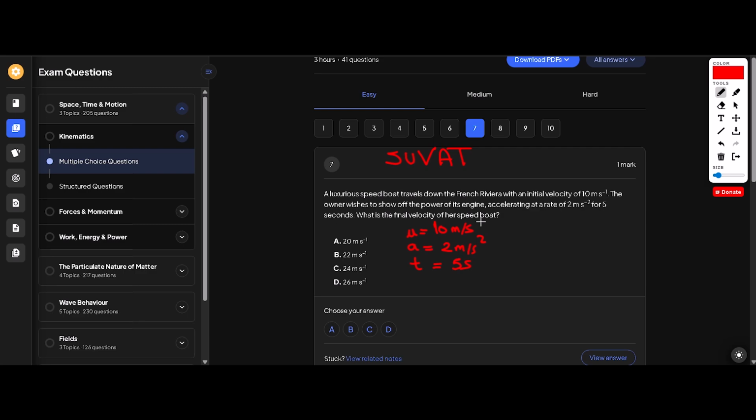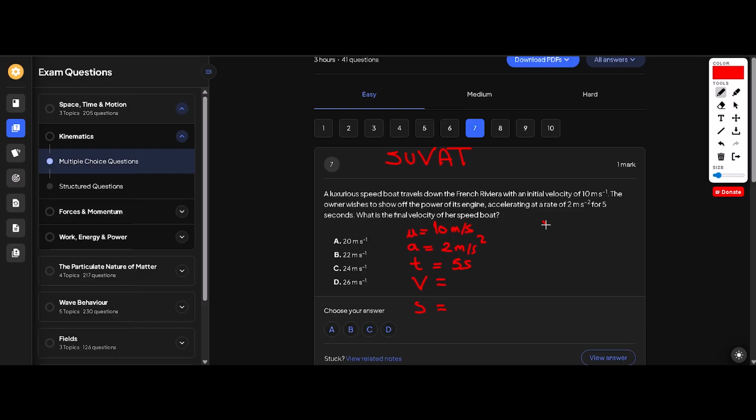So we don't have what he's asking for. It's asking for the final velocity of the speedboat. So I'm asking about v. Okay. So here the only thing that I don't have in the question is s. So we don't have delta x or delta y in the question. And we need to solve this. So these equations, you need to memorize them always, because there will be a question on the exam regarding this.